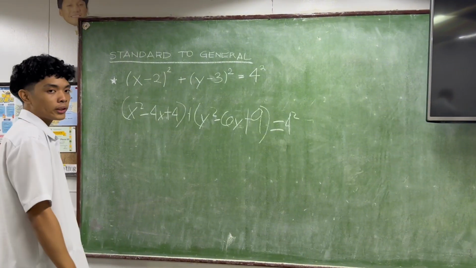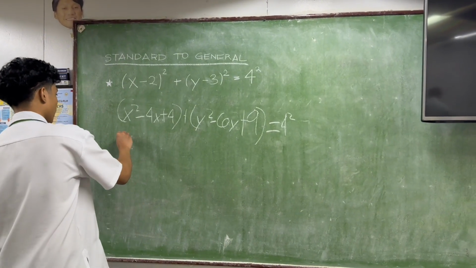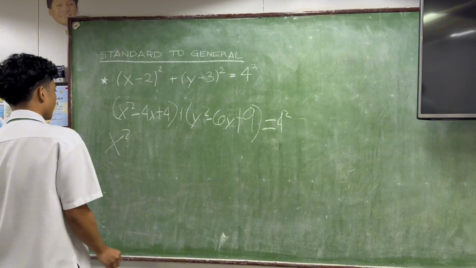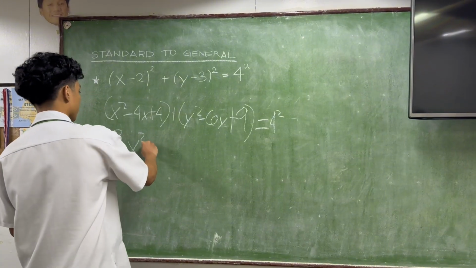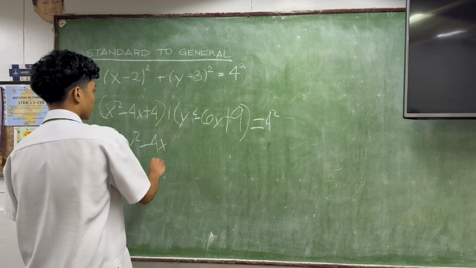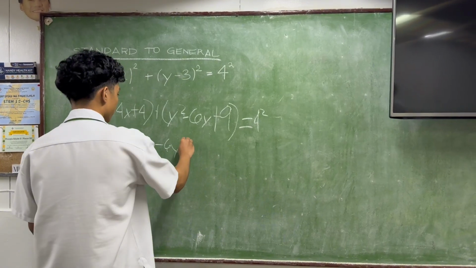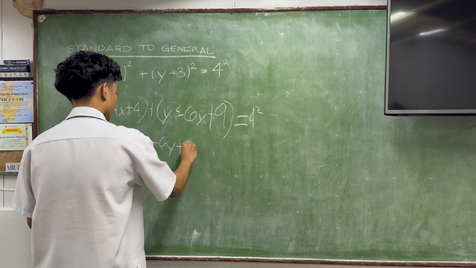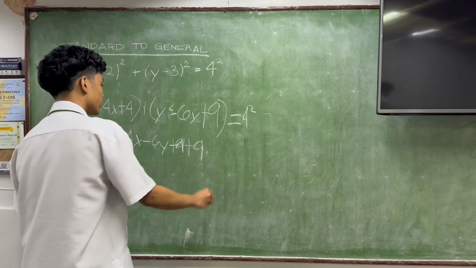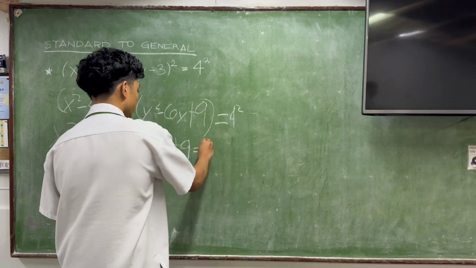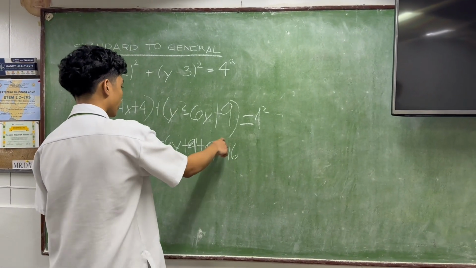Now, we can arrange it into a general form. x squared plus y squared minus 4x minus 6y plus 4 and plus 9 is equal to 4 squared, which is equal to 16. Now, we can move the 16 to the left hand side.